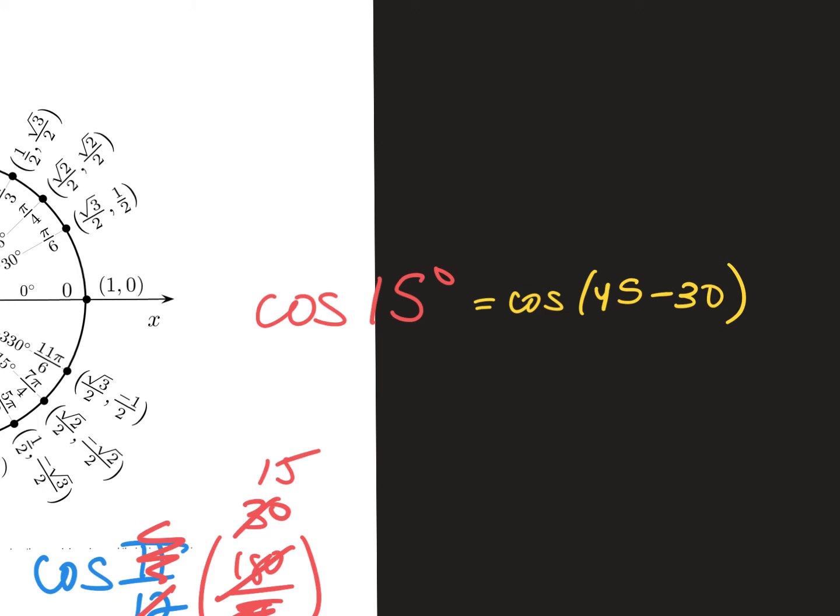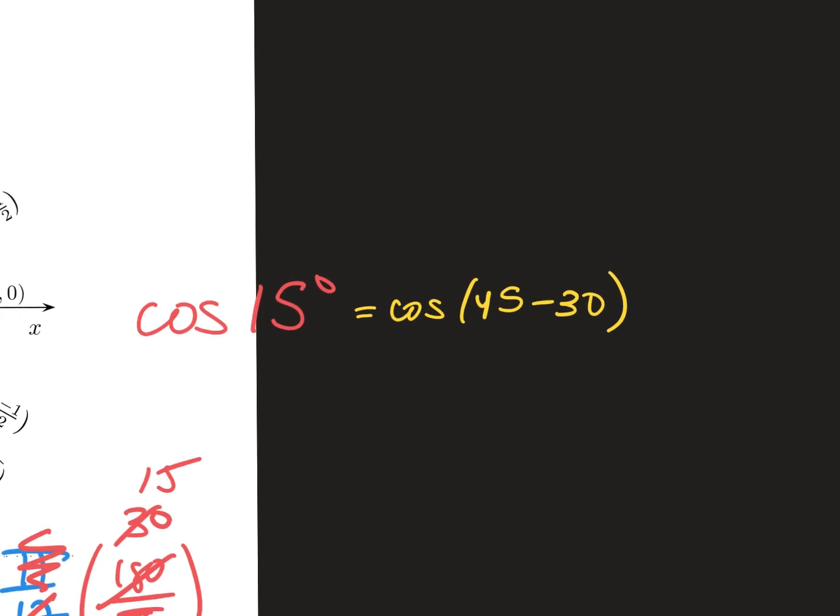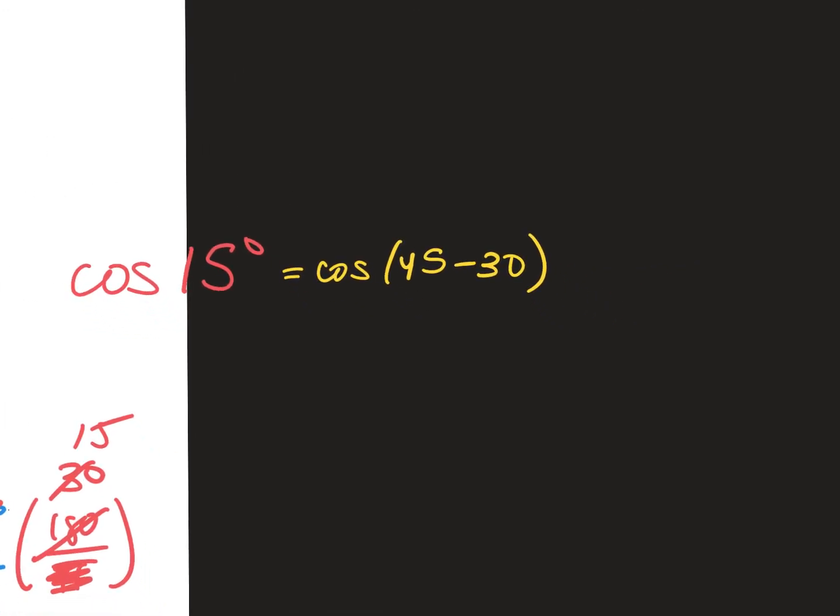Now, guys, you can name each angle whatever you want. You can call 45 S and 30 T. You can call 45 A and 30 B. You don't even have to use letters if you don't want to. What you have to do now is find the ordered pairs that go with both of those.